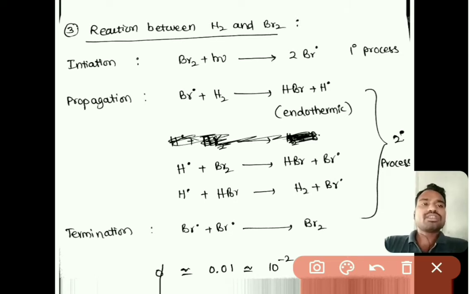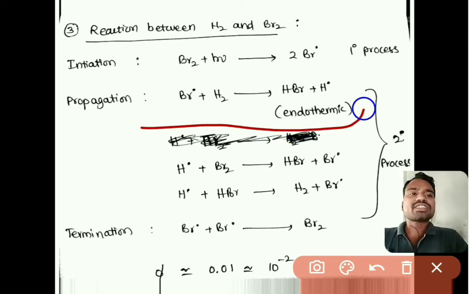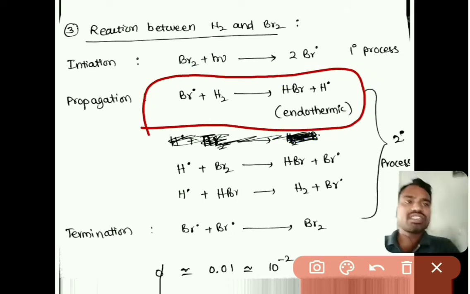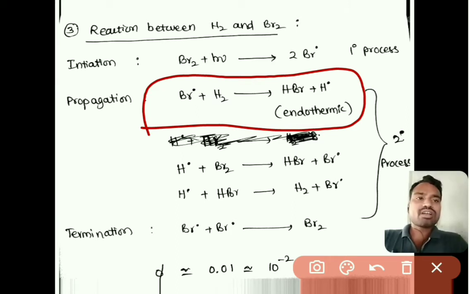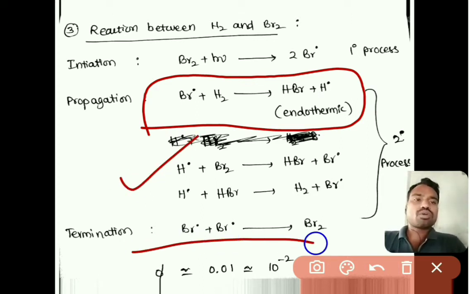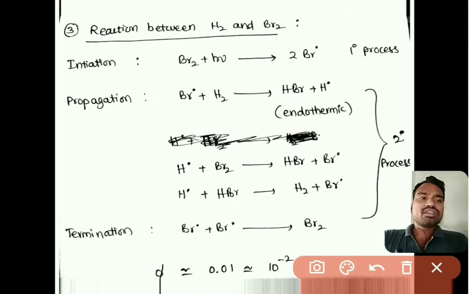Because the secondary reaction is an endothermic reaction, it requires a lot of energy, so it absorbs energy so that the further reaction can proceed. That's why the quantum yield would be low for this reaction.